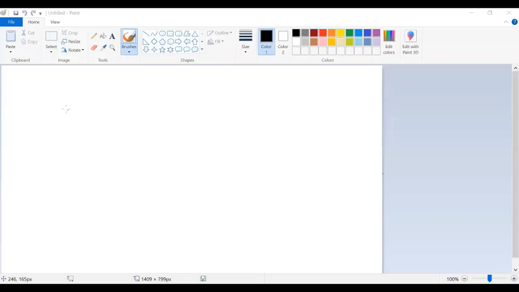Assume this one is stored in the 8050 memory location. What is written? MVI B comma 3F. Now, what is the size of this instruction? Is it a 1 byte, 2 byte or 3 byte instruction?